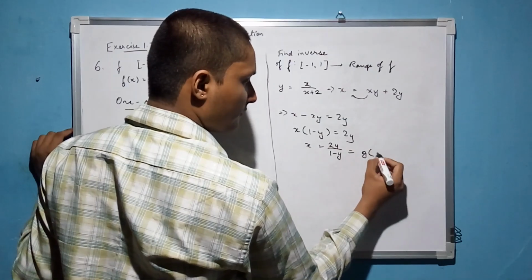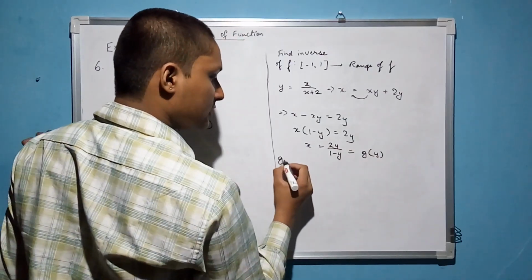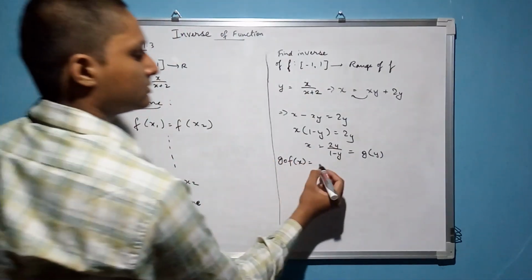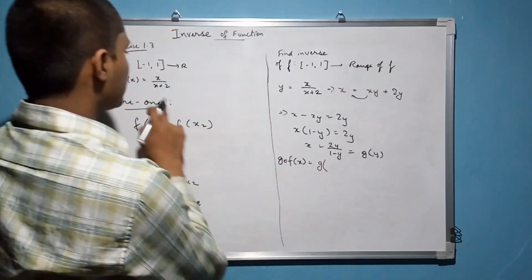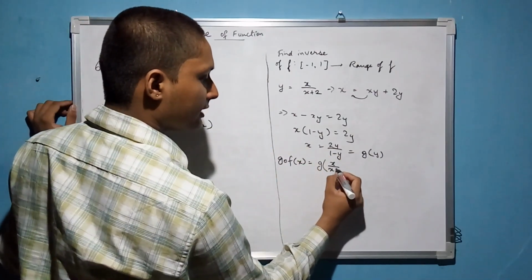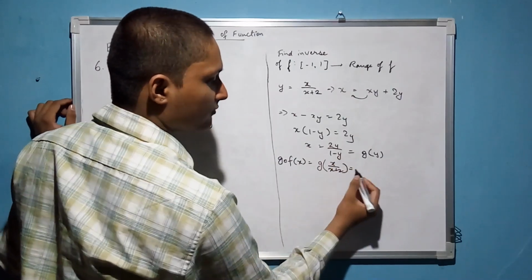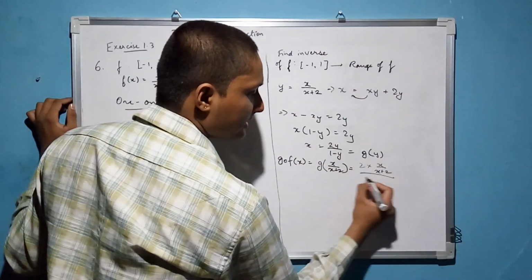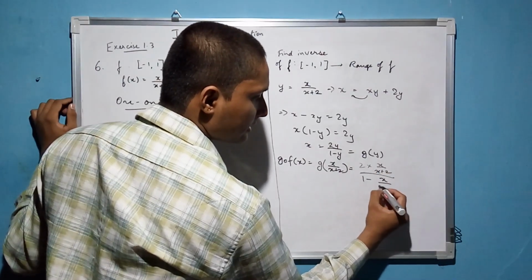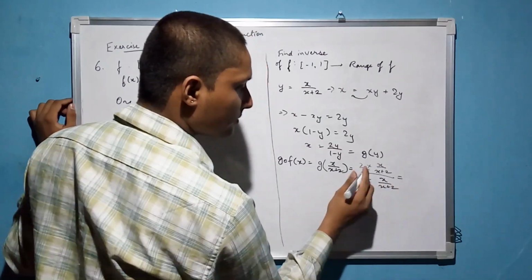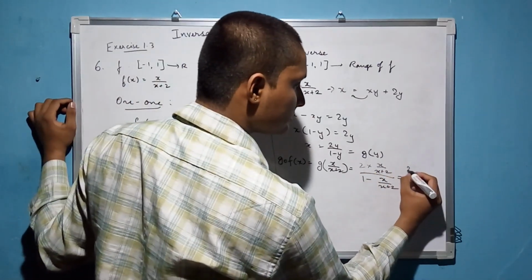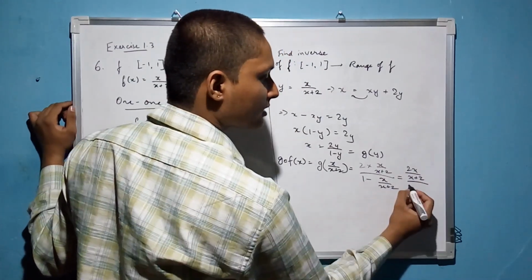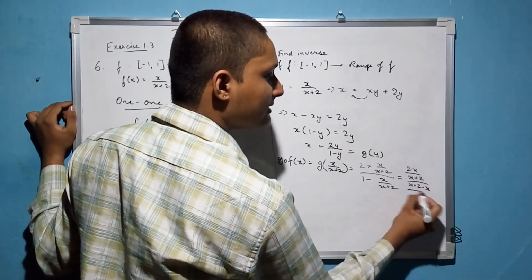Let me name that g of y. I need to just prove that g dot f of x is how much? G dot f of x is g of f of x. F of x is x by x plus 2. I need to substitute in the place of y over there. So that becomes 2 into x by x plus 2 divided by 1 minus x by x plus 2. That comes to be 2x divided by x plus 2, and this becomes x plus 2 minus x divided by x plus 2.